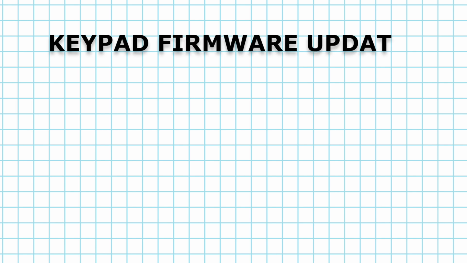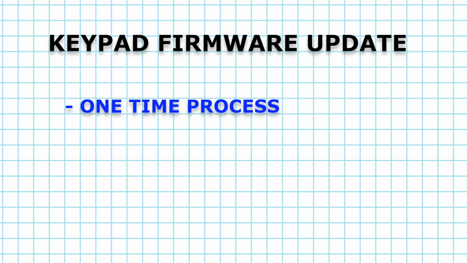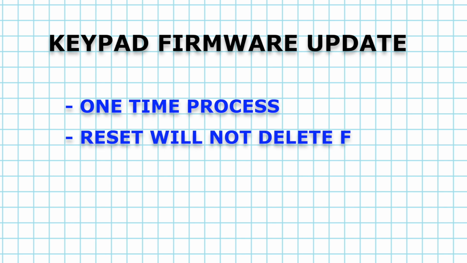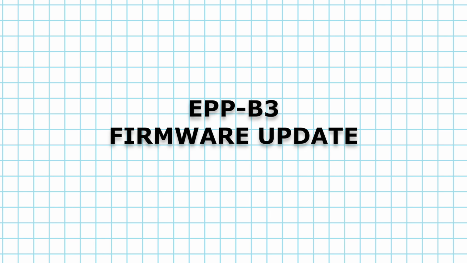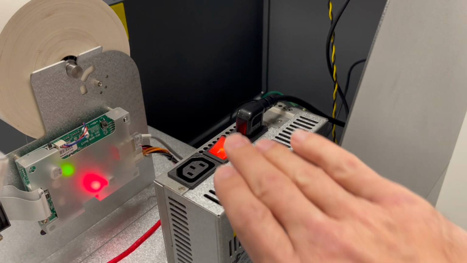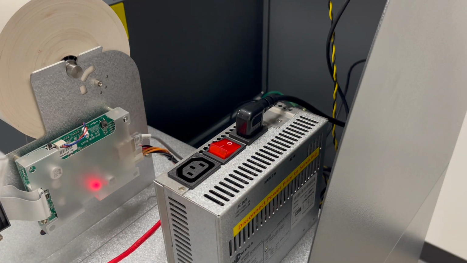The process for updating the firmware is different based on each keypad. The firmware update is a one-time process for each keypad. Once it's loaded, you do not need to do it again, even if you reset the keypad. If you follow the procedures outlined in this video, your master keys will not be changed as part of this process. B3 firmware update. To update the firmware on the B3 keypad, start by powering off the ATM.